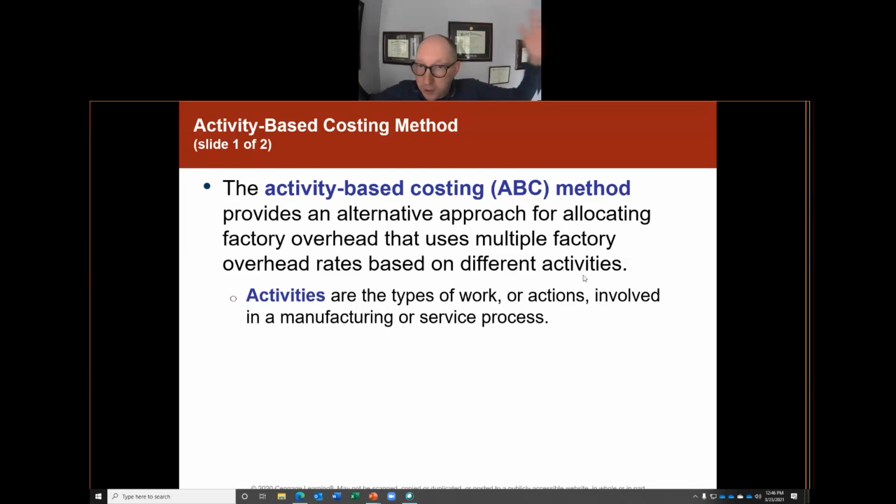Now, the moment you've all been waiting for, activity-based costing. This is the third method and the most accurate method. Activity-based costing is based on the alternative approaches to allocating factory overhead rate. And we do this based on different activities. Activities are identified as types of work, actions, or involvement in manufacturing.